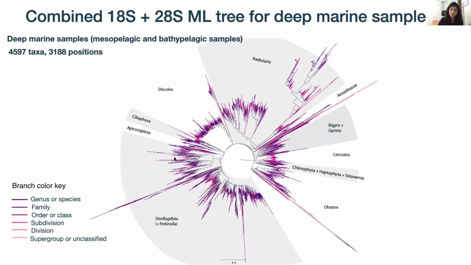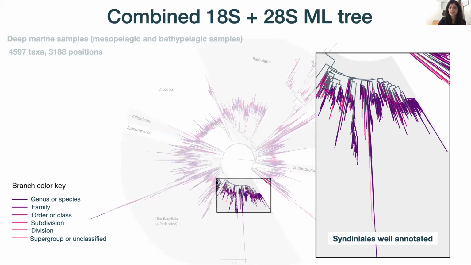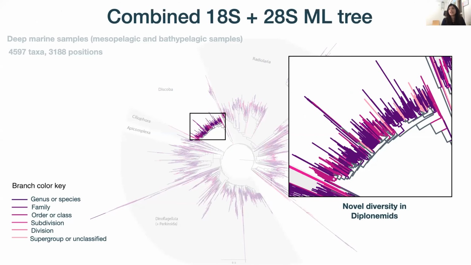So doing so, we can visualize the diversity present in our samples, but we can also see how much of this diversity is novel. And this seems to be sort of correlated with how well the groups are represented in the PR2 database. For instance, the Syndiniales, which are really well represented in the PR2 database, are mostly annotated to the genus level. On the other hand, we see novel diversity in groups like Diplonemids, and this seems to indicate that our OTUs have closed some gaps that are present in reference databases.